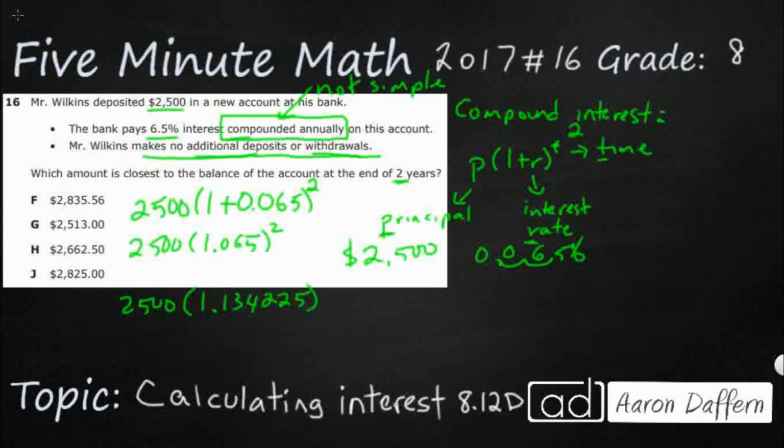And then we need to multiply this 1.134225 times that 2,500, because that's the initial deposit, that's the principal. So this is what we're going to get. 2,835.5625. Since we're dealing with money, we're only going to go to the hundredths place. So that 2 is definitely not going to round it up. So we can just kind of X that out. And you see our answer there is going to be F, $2,835.56.